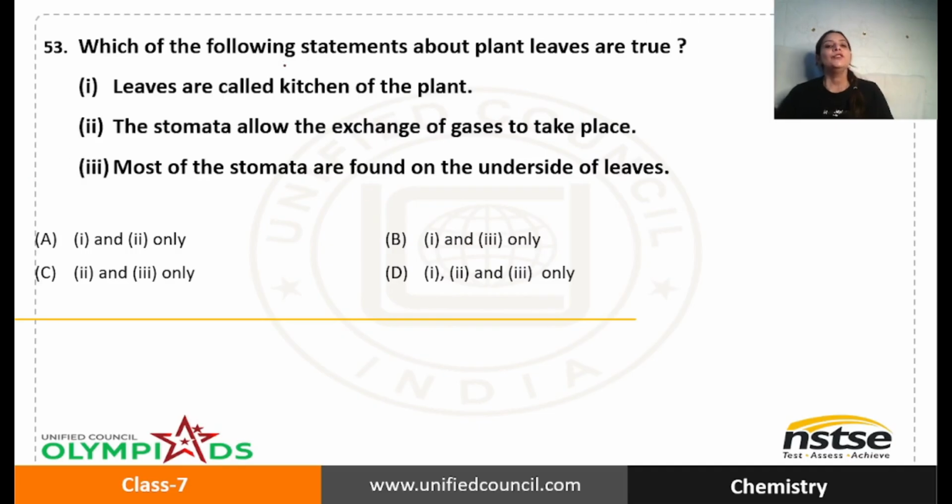Next question, which of the following statements about plant leaves are true? First, leaves are called the kitchen of the plant. The stomata allow the exchange of gases to take place, and most of the stomata are found on the underside of leaves.